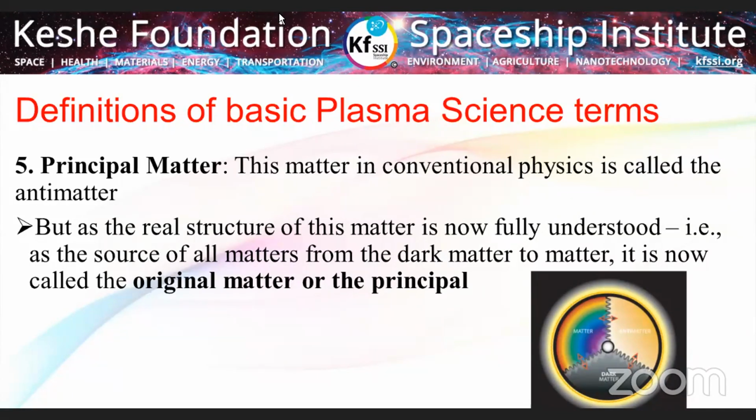Thank you very much. But these are old terms. The actual terms now with plasma science are, instead of antimatter, the principal matter. Instead of dark matter, it's the transition matter. And then matter remains the same: solid, liquid, and gas.